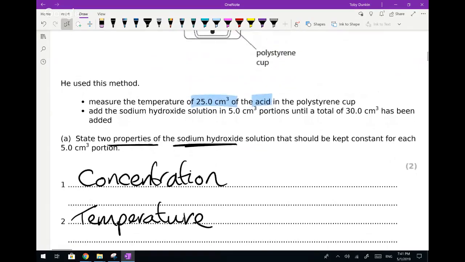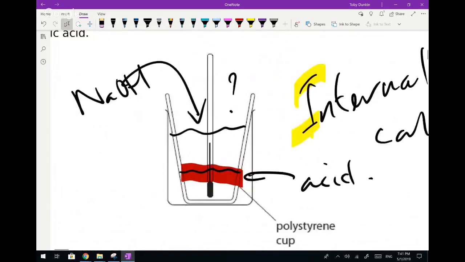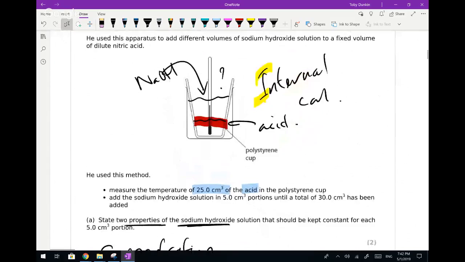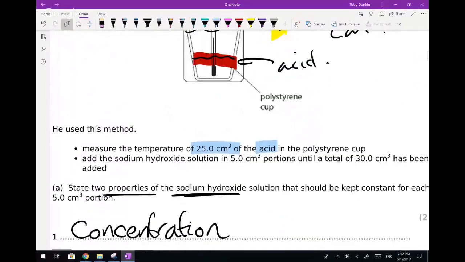Now the key thing here is the properties of the solution. Students would be likely to write down that you need to add it at the same speed, and I'm like, that's not a property of the sodium hydroxide. If somebody said, what is a property of Dana? I'd say, she's a girl, she's got long hair. I wouldn't say how fast she runs. That's not a property of Dana. A property of a solution: temperature, melting point, boiling point, concentration, volume. All right, okay. Well, for each, we can't use volume. Students will put volume, lots of them will.